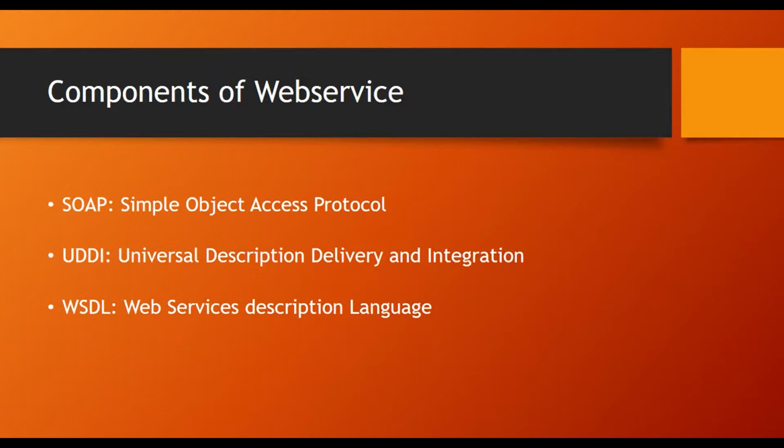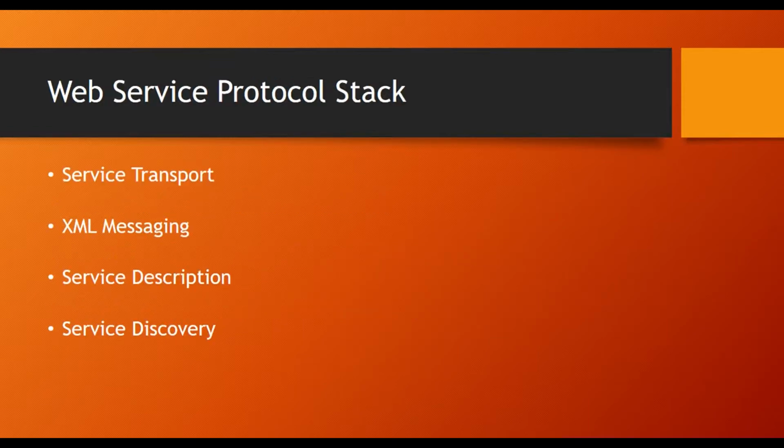So what are the web service protocol stacks which are available? There are four layers which are used in web services. The first one is service transport. This layer is responsible for transporting messages between applications. We require some protocol to transfer our request and response over the network, and that is what the service transport layer is used for. It includes HTTP, SMTP, FTP, etc.